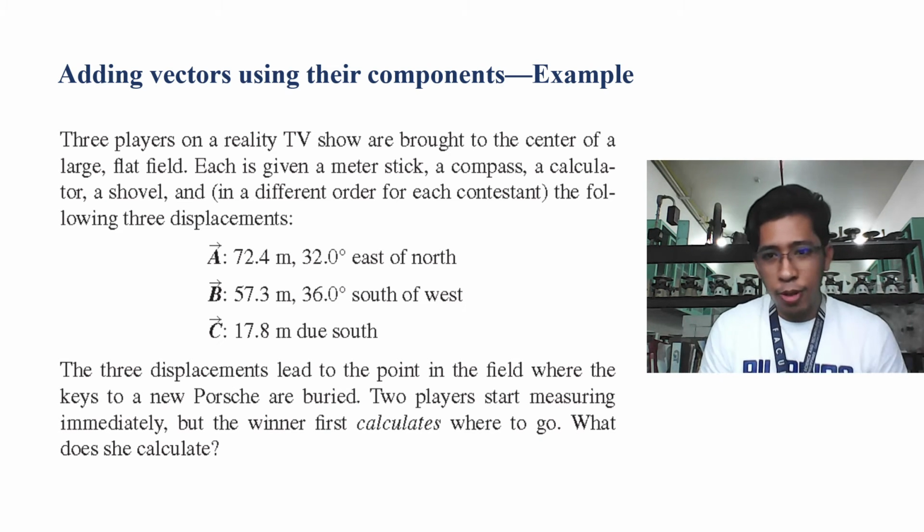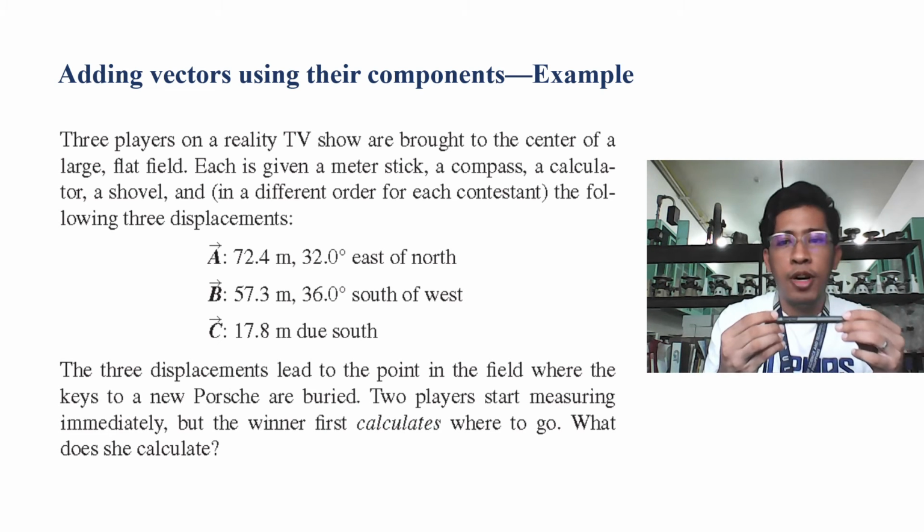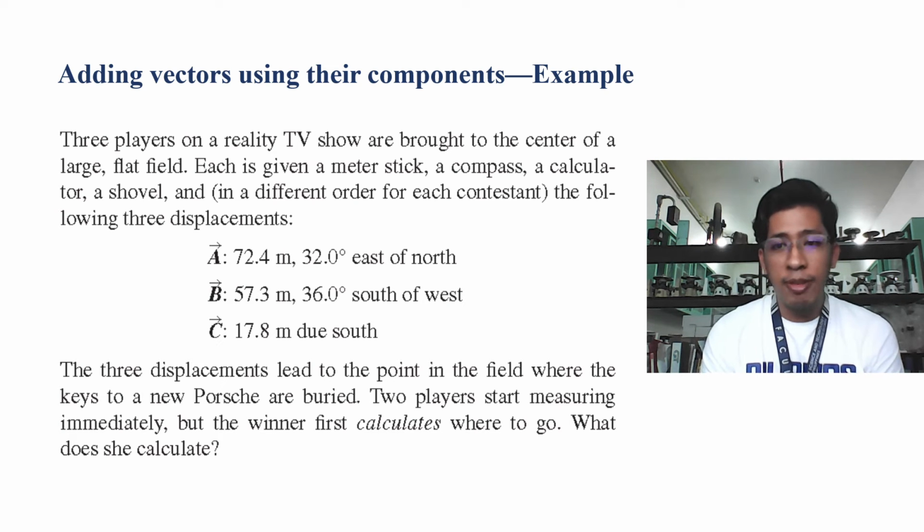So let's look at player B. He gets his meter stick and then measures 1, 2, 3 up to 57.3 meters. But the winner, which let us say is you, first calculates where to go. So again, the winner first calculates where to go. So why did you do it?